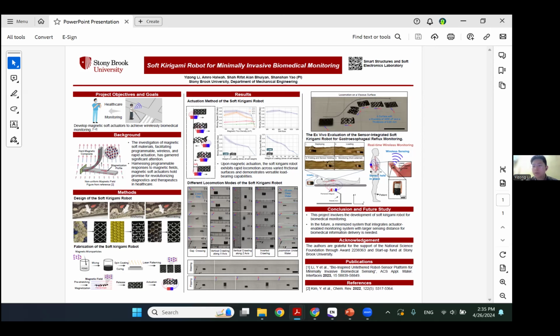real-time wireless monitoring. So to conclude, this project involves the development of the soft kirigami robot for biomedical monitoring, and in the future, a minimized system that integrates an actuator-enabled monitoring system with a larger sensing distance for biomedical information delivery is needed. That's all. Thank you.